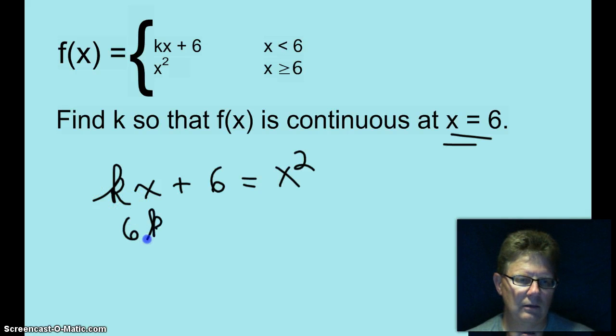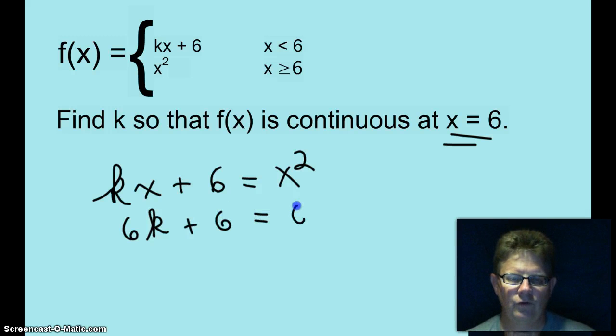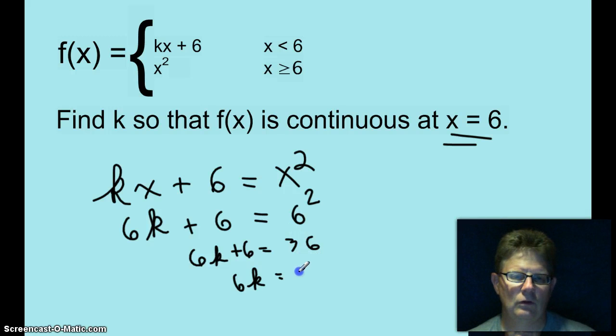And we want it to be continuous at x equals 6. So everywhere we see an x, we're writing 6. So 6k plus 6 equals 6 squared. Where did the 6 come from? Because x equals 6. Now we're going to solve for k. Yeah, I know I switched the order of those two. 6k plus 6 equals 36. Subtract 6 from both sides. 6k equals 30. So k is going to have to be 5 so that it is continuous at 6.